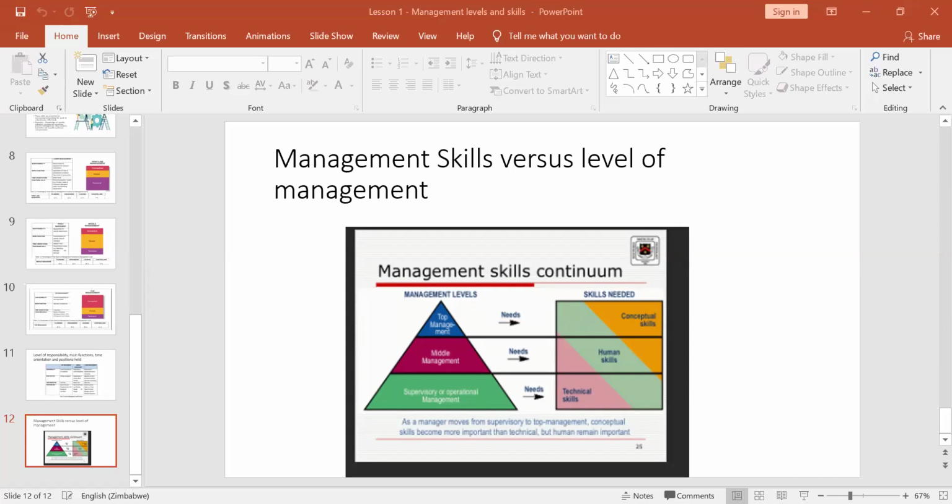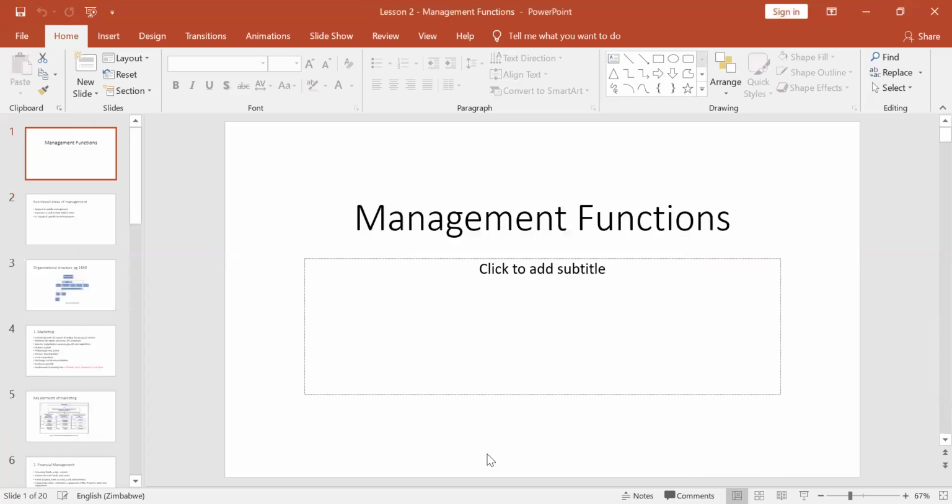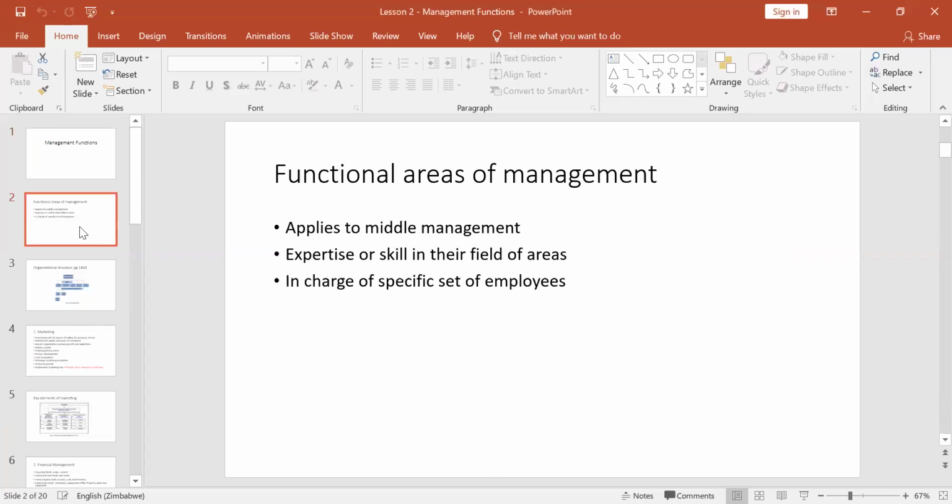So when I say management functions, this time I'm not talking about the functions as in planning, leading, organizing, and controlling. I now mean the different functions that apply to middle managers, the areas of expertise. Like I said, we are going to look into more detail of each, but today we just want to familiarize ourselves with each function. Confirm you can see the new screen, which is written functional areas of management.